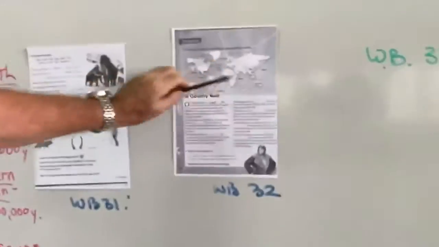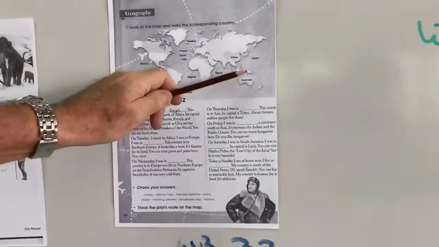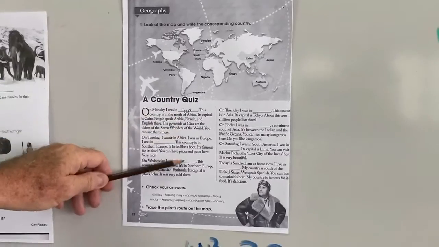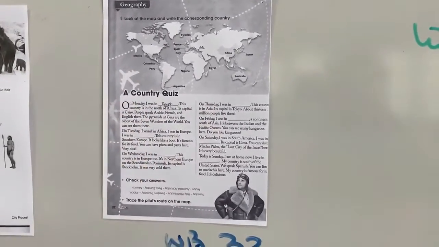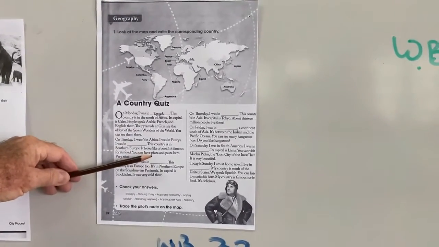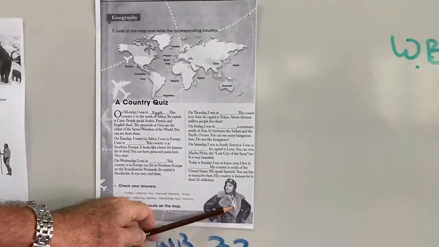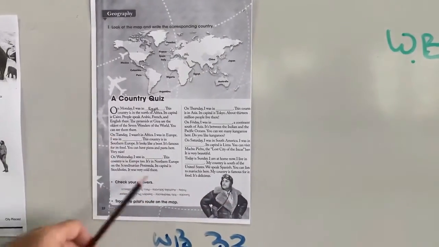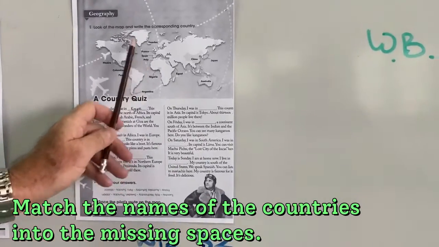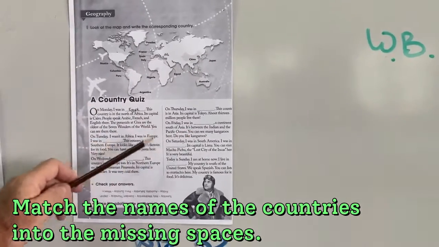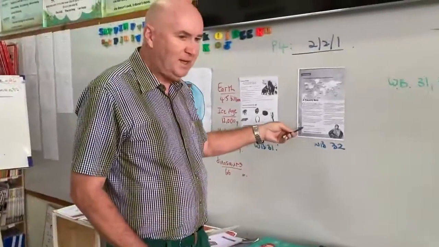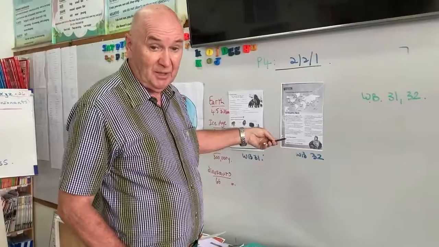Here we've got a map of the world, and we have on it many, many countries. Okay? So, all you've got to do is to read this and put in the missing words. They're all of them, in fact, names of countries. Here's the man. He's got an aeroplane. Every day he goes somewhere else. He goes to a different country. See if you can match the names of the countries into the missing spaces there. Workbook 32. It's very easy. If you look here, you'll find that it becomes very easy to do.